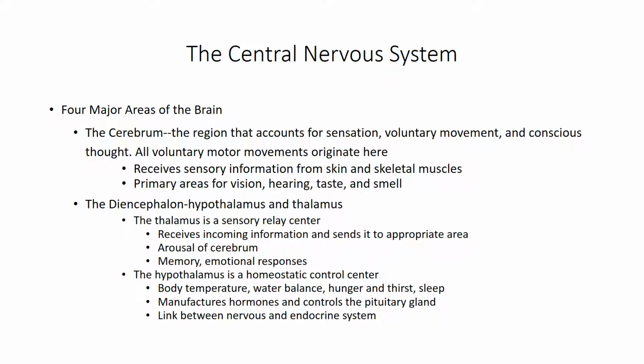Now, the four major areas of the brain, you have your cerebrum, which accounts for voluntary movement, a lot of conscious thought. Our senses are dealt with here. You have your diencephalon, which is your hypothalamus and your thalamus. Your thalamus is a big sensory relay center, and it's responsible for memory, emotional thoughts. And then you have your hypothalamus, which is really important for body temperature, water balance, appetite, sleeping patterns, things like that. It's really just the homeostatic center of your brain, and it manufactures a lot of hormones and deals with your pituitary gland.